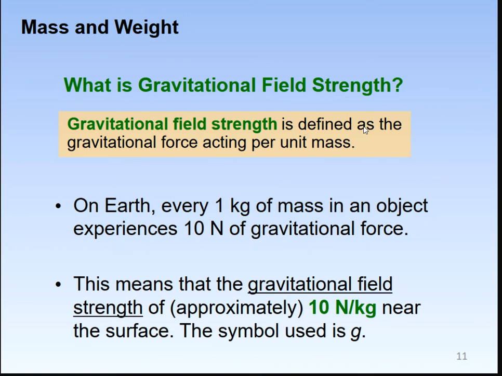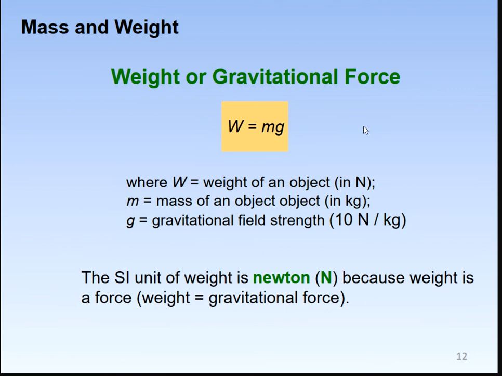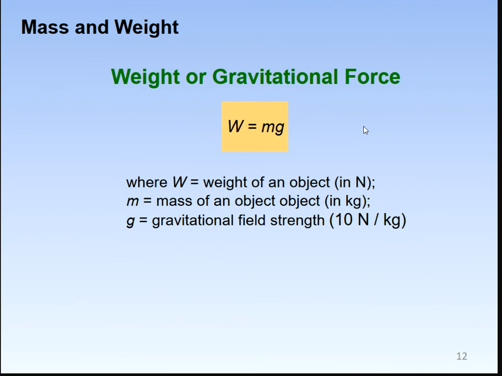We use this letter little g to represent the gravitational field strength. In our questions, we will be given g equals 10 newtons per kg. This one over here refers to the gravitational field strength. Little g is not a capital G. Okay, I will stop at this slide.